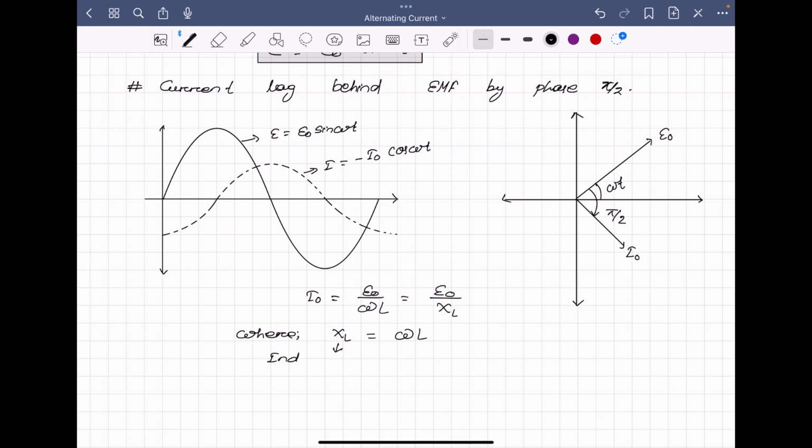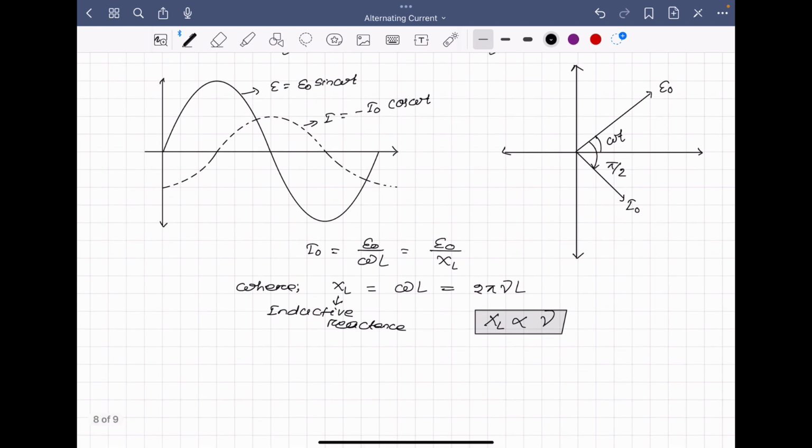Inductive reactance, and omega is our angular frequency. L is the self inductance of the inductor. Omega can be written as 2 pi f, or 2 pi nu into L. Here we can conclude that XL, that is inductive reactance, is directly proportional to nu or frequency. If the frequency of AC increases, then inductive reactance increases. If frequency of AC decreases, then inductive reactance decreases.